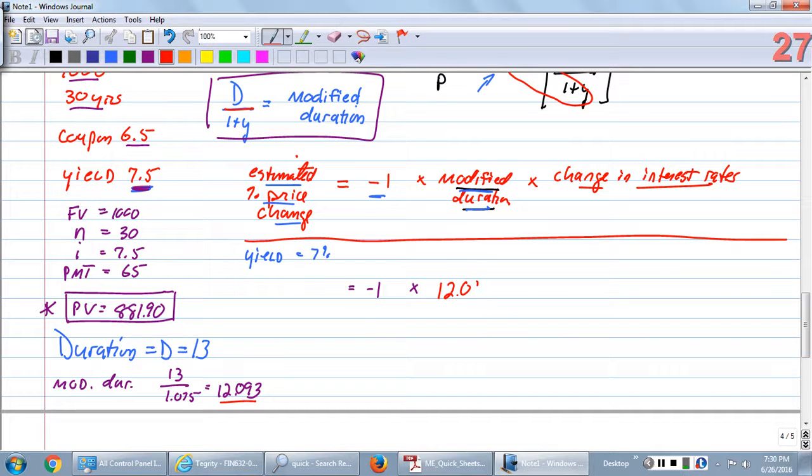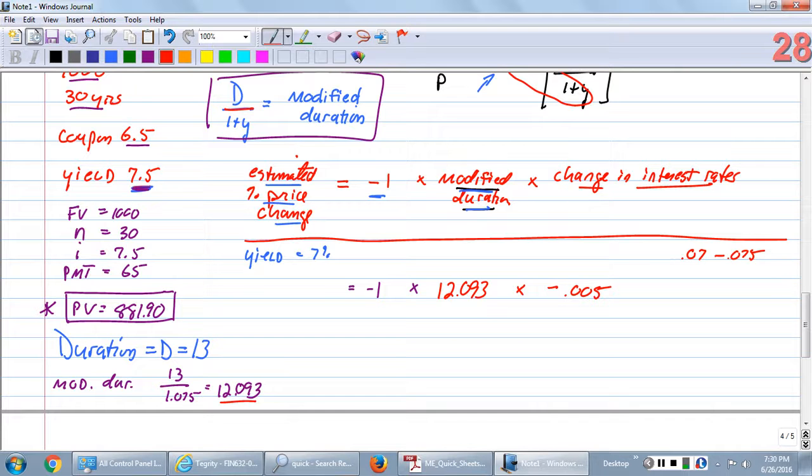We don't change that because the yield changed. We'll take the yield change over here in the change in interest rates. So we got -1 times modified duration times the change in interest rates. Well, the interest rates went down 0.005. If you don't believe me, now it's 0.07. Subtract what it was, 0.075, and you'll see that's -0.005. It's not 0.05, that would be 5%.